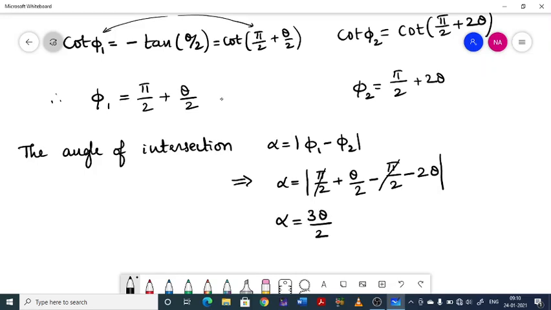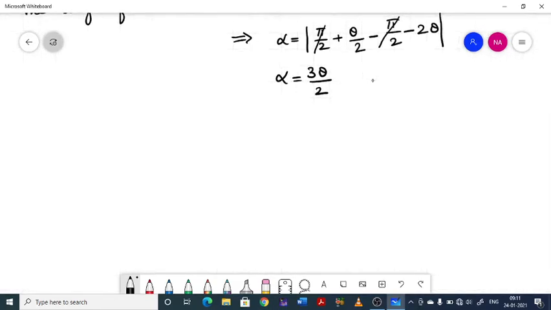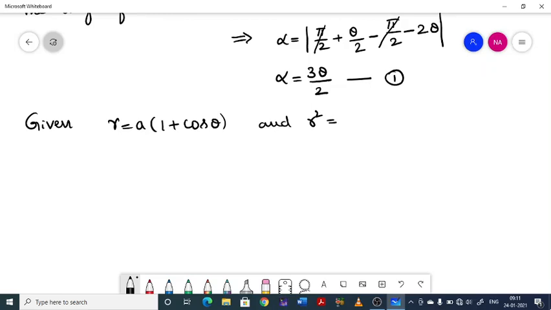So that is the angle of intersection, but we got this in terms of theta, so we have to eliminate theta from the given pair of curves. Okay, call this equation 1. I will write the given pair of curves to eliminate theta. Given r equal to a times 1 plus cos theta and r square equal to a square cos 2 theta, right?